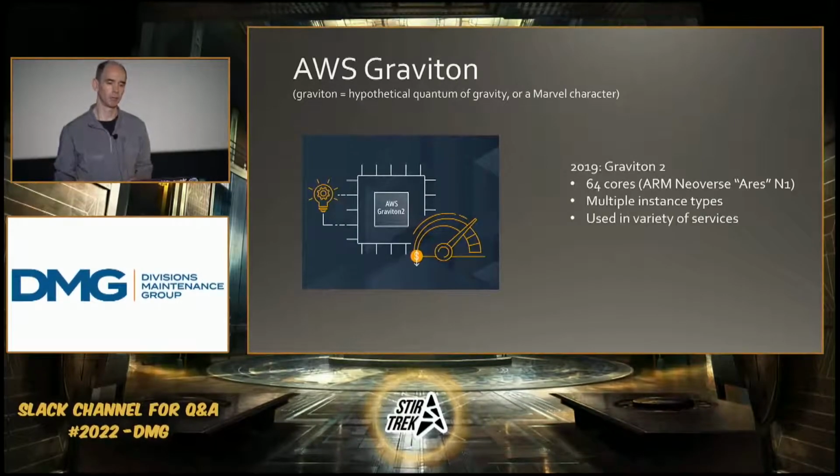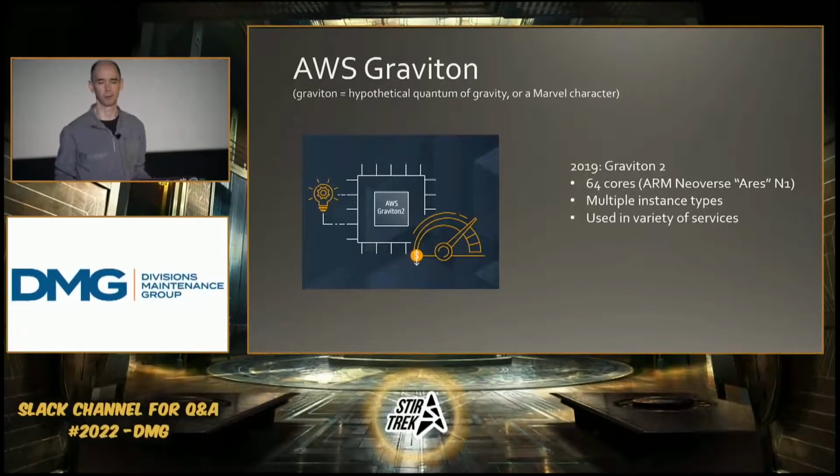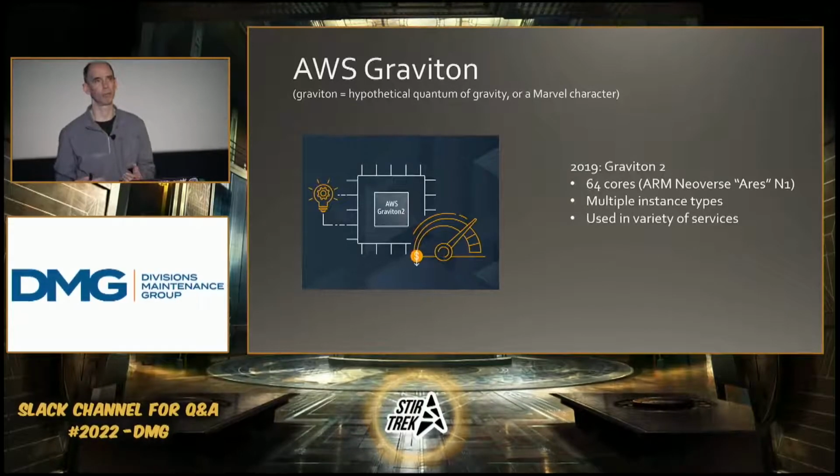But then fast forward to Graviton 2, and we're up to 64 cores, and that's much more comparable to what Intel and AMD are offering in the data center. And additionally, this is now a much newer CPU architecture. So it's gone from something that was really designed for phones to something that has been designed much for the data center. And actually, it's very much the same CPU architecture that's used in Azure and Oracle Cloud. And they started offering multiple instance types so you could get different balances of CPU and memory and other features. And then they started rolling it into different types of services.